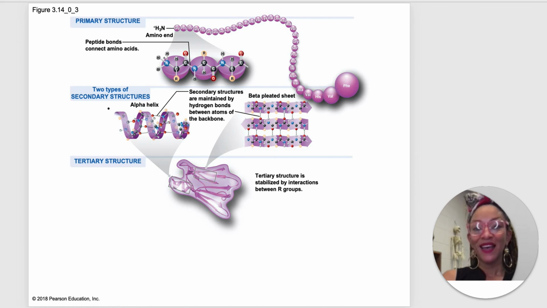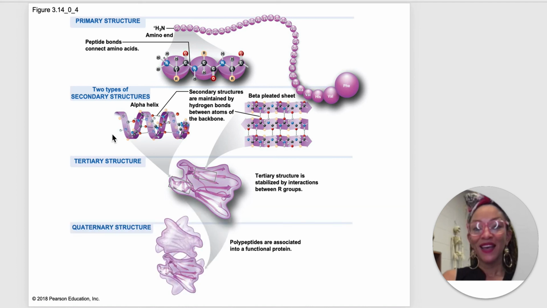Next, we have the tertiary structure, and I'll put a 3 right here. For tertiary, this structure is stabilized by interactions between the R groups, so mainly whether they're hydrophobic or hydrophilic, okay? Remember, this tertiary structure is what gives the protein its function. So if that protein is unraveled from its tertiary state and goes back to primary, it loses its function in a process called denaturation.